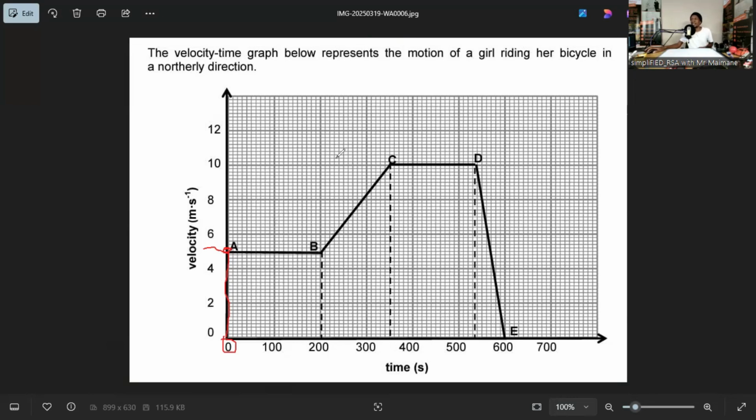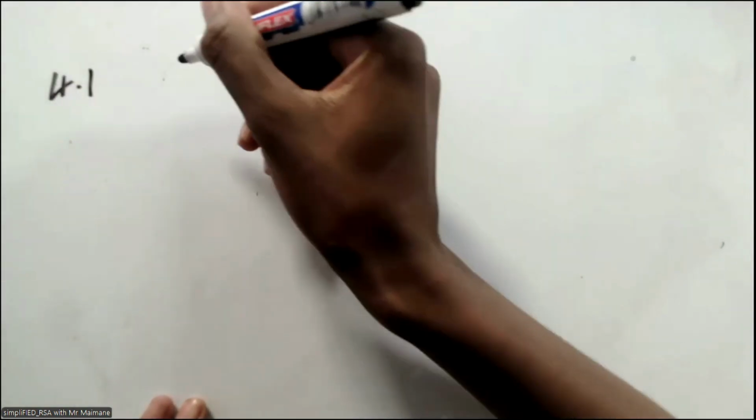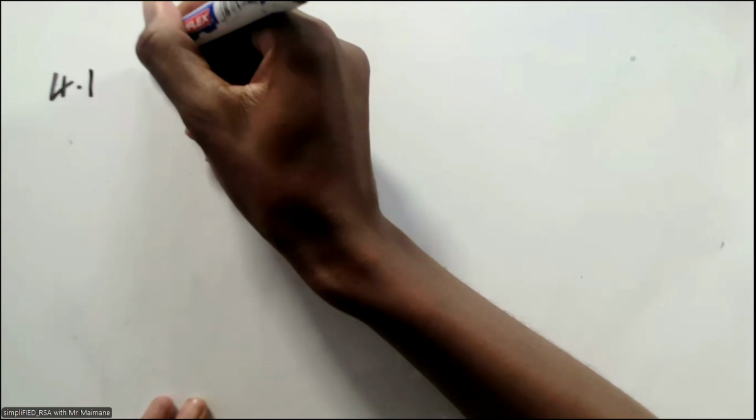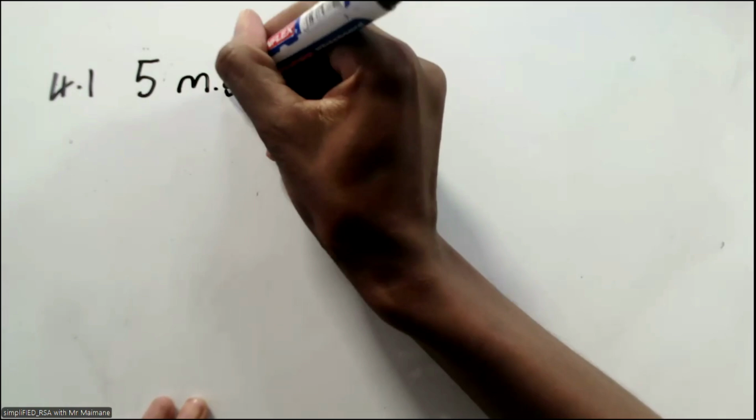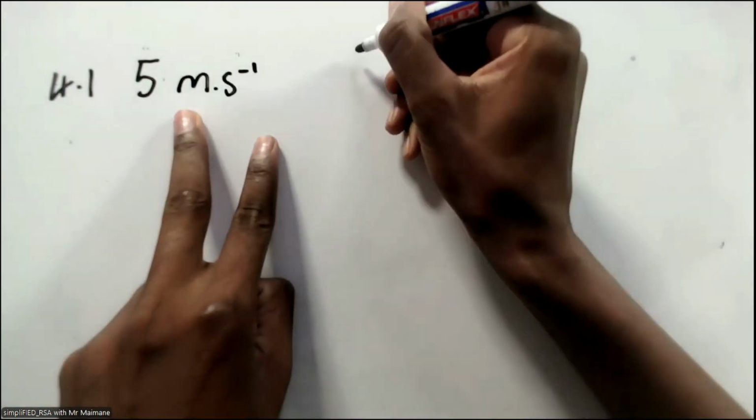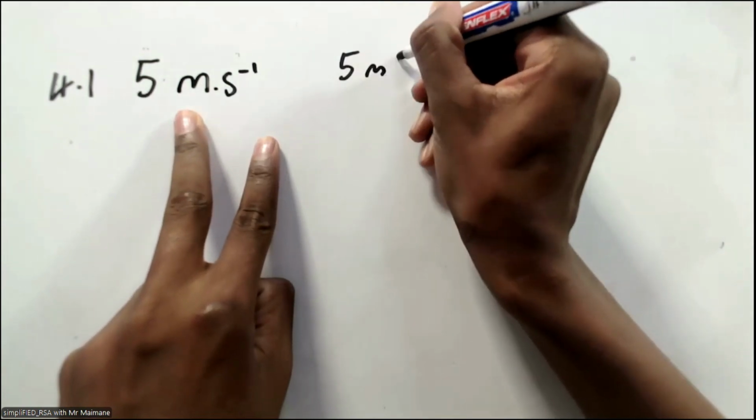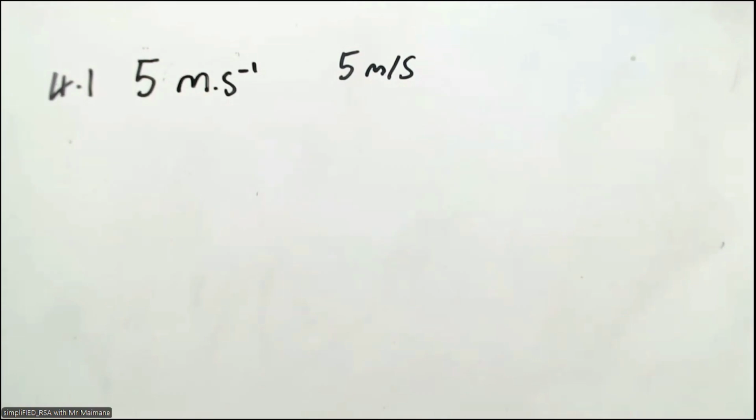So this means then I would say 4.1, given from the graph, the initial velocity is 5 meters per second, like that. You can either present it like this or you can just say 5 meters per second. I'm talking about the SI unit representation like that.